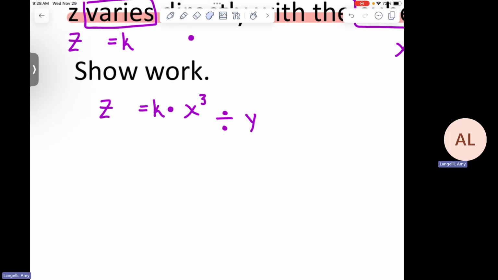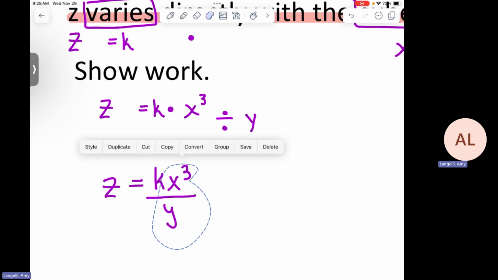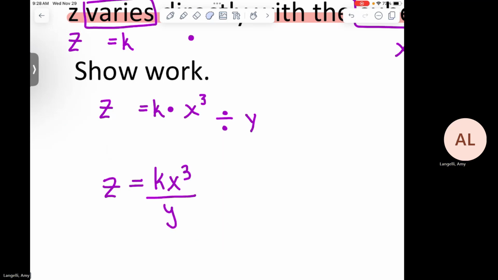What would that look like if we cleaned it up? That's right. Keep k, keep x cubed, and then divide by y. If you want to, you can leave k out in front and write it like that. Whatever makes you feel more comfortable with the problem. I personally write it like that. Okay, so that's the first step. I'm just going to write 1 because that's step 1. That's the single most important step.